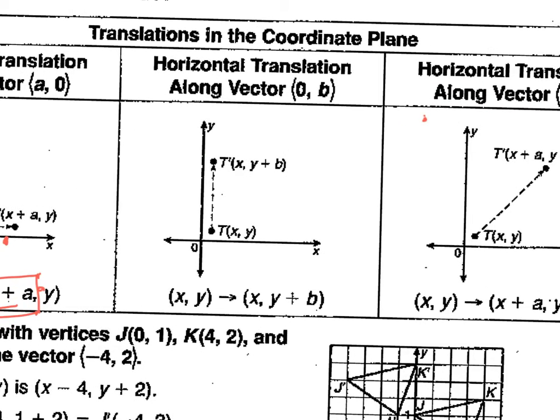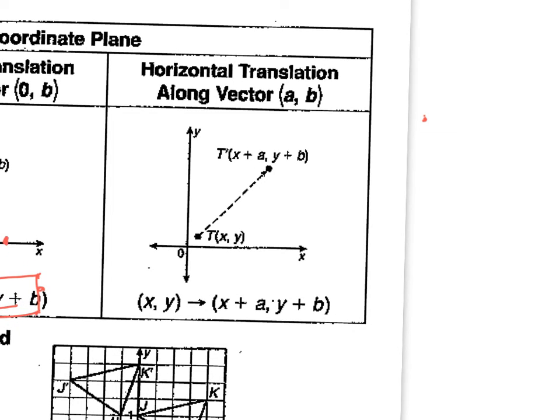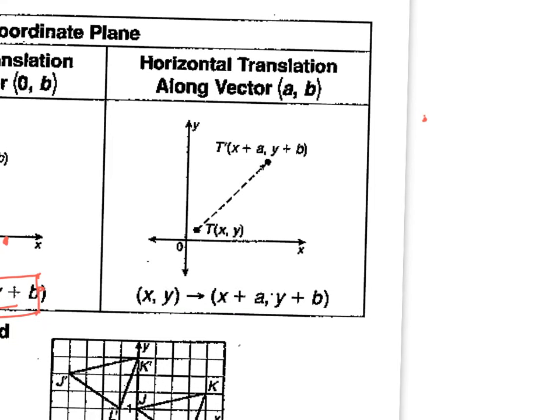If I translate it, it says horizontal translation along the vector. Well, this is more like a vertical translation because it's going up and down. From here, you're adding something to the y, so it goes up or it goes down. And then the last one, when you do a translation along the vector AB, you just add a number to the x, and then you add a number to the y.